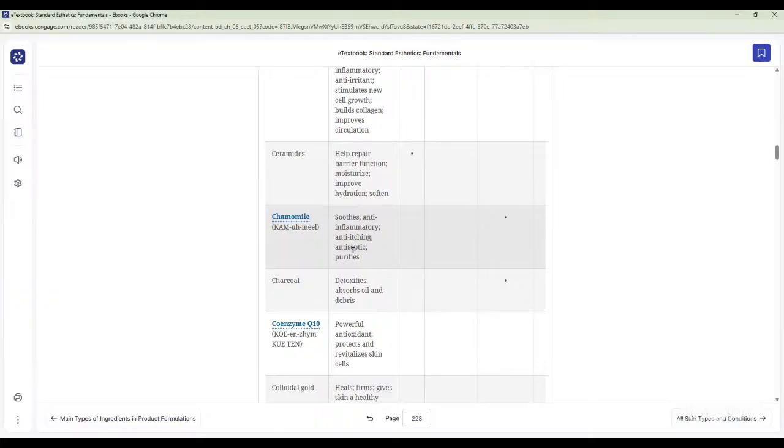Charcoal detoxifies and absorbs oil and debris, so this definitely can be used. I use it in underarm cleansing bars. I also use it in masks, and it can be used in beauty bars and body washes as well. It's going to get rid of the old dead skin cells and that accumulation of everyday wear on the skin. It helps purify the skin. Now it can be a drying factor, so in the cleansing you need to come back with a skin moisturizer, serum, things of that nature.